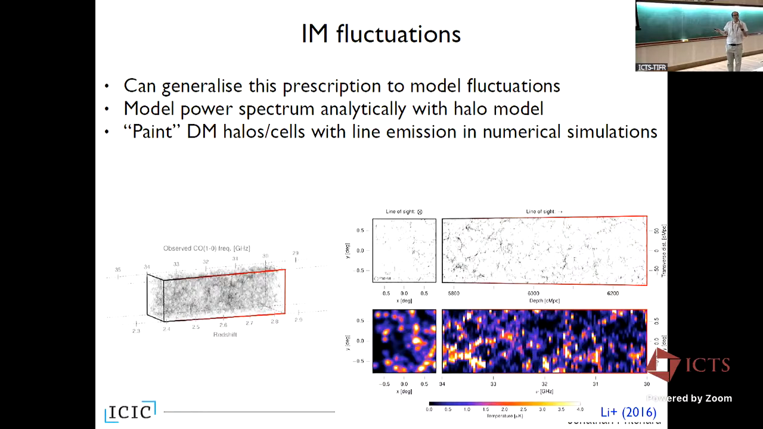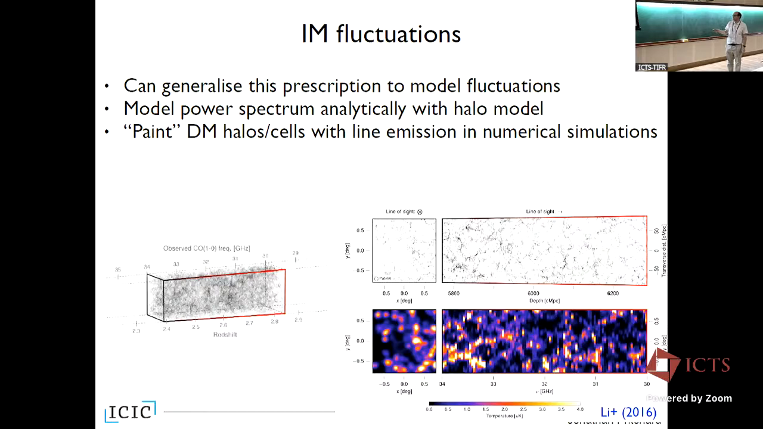So once we've got a prescription for the individual galaxies, we can put them into some framework that tells us about statistical fluctuations. So analytically, that might be something like the halo model. So you have your individual halos, you could have a prescription for making the power spectrum out of that. Or you can go to a numerical simulation and just paint the individual dark matter halos or maybe cells with whatever the line emission from your model tells you.